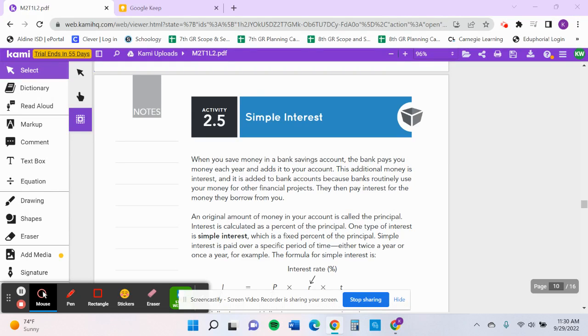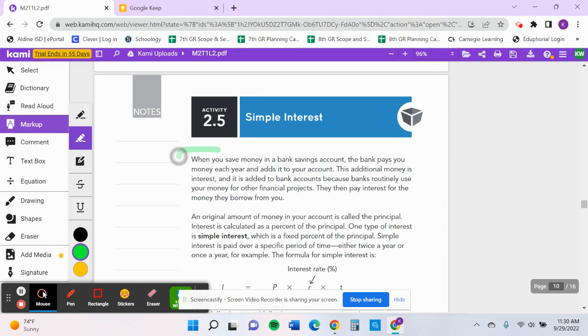Welcome. This is Module 2, Topic 1, Lesson 2, Activity 2.5 on simple interest. Go ahead and take this time now to read the activity description.